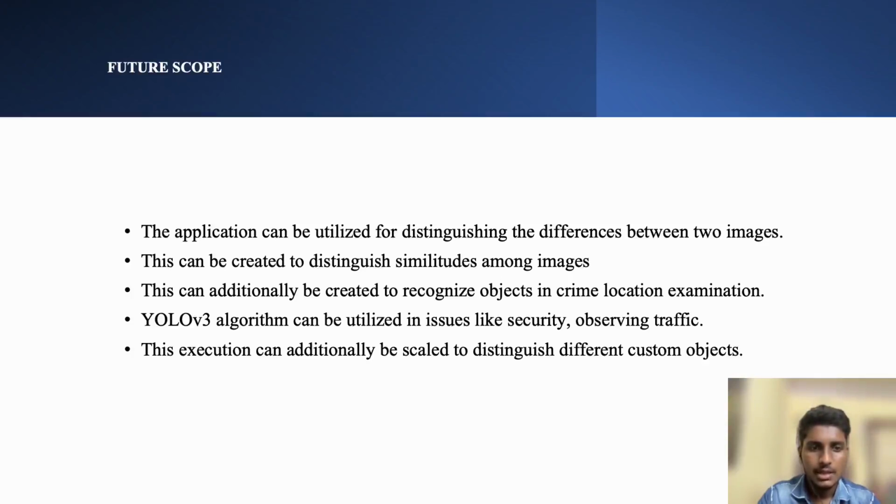This implementation can additionally be scaled to distinguish between different custom objects. Object detection techniques are very useful in solving real-life problems, and many predictions can also be made using these techniques. This can also be used in manufacturing industries by using additional hardware components like sensors, etc. Thus, object recognition can be really helpful in many situations and in solving real-world problems.